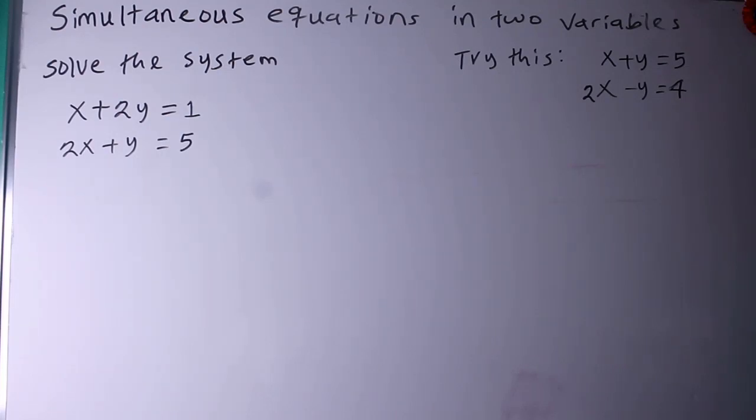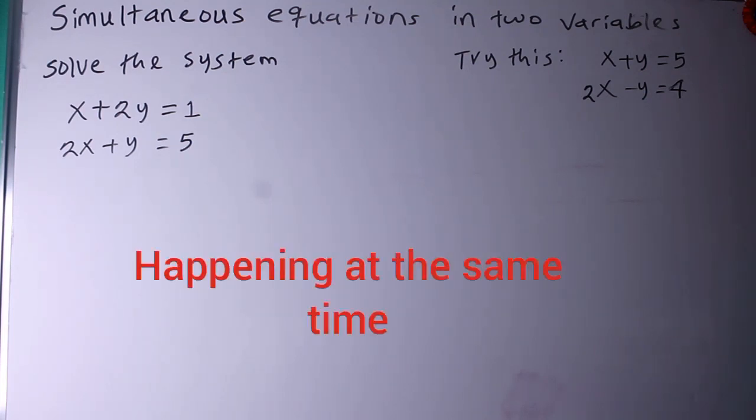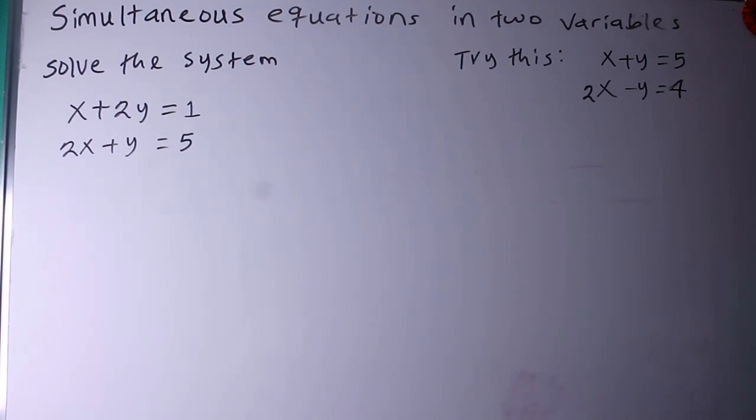Today we are going to be teaching you how to solve simultaneous equations in two variables. Now, once we say simultaneous, we mean at the same time. So that's the definition of simultaneous. We have two equations in two variables, and then we want to solve those two equations at the same time to get the values of the two unknowns. In this case, we have x and y. So we are going to do this example, and then you are going to do this one.